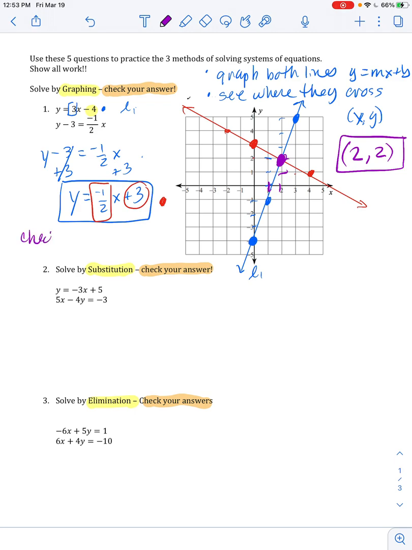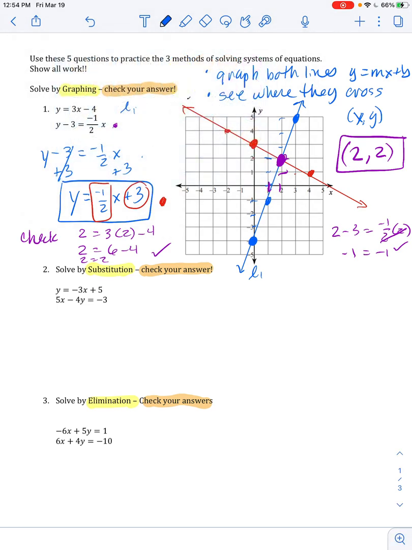But I want to check. So I go back to my original problems, and I plug in a 2 for x in this case and a 2 for y. So my first equation would read 2 equals 3 times 2 minus 4. So that would be 2 equals 6 minus 4, which is certainly 2 equals 2. Now I need to check it in the bottom equation. I'm putting a 2 in for y and a 2 in for x. On this side, 2 minus 3 is -1. And over here, -1/2 times 2 is also -1. So that answer checks and is my solution.